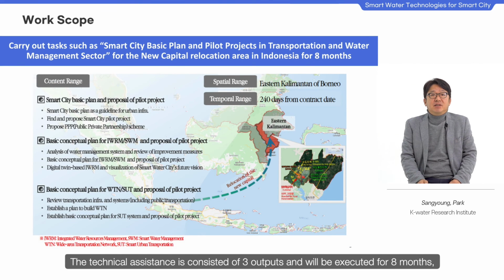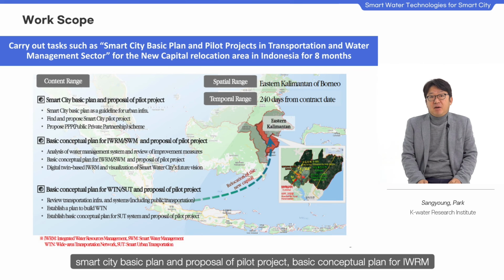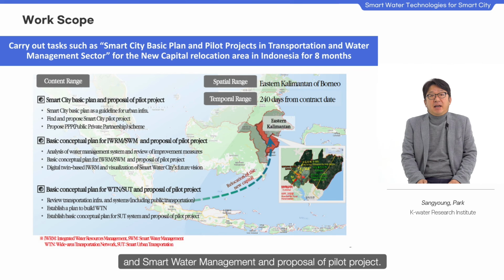The technical assistance consists of 3 outputs and will be executed for 8 months. They are the Smart City Basic Plan and Proposal of Pilot Project, the Basic Conceptual Plan for Integrated Water Resources Management and Smart Water Management and Proposal of Pilot Project, and also the Basic Conceptual Plan for Wide Area Transportation Network and Smart Urban Transportation and Proposal of Pilot Project.